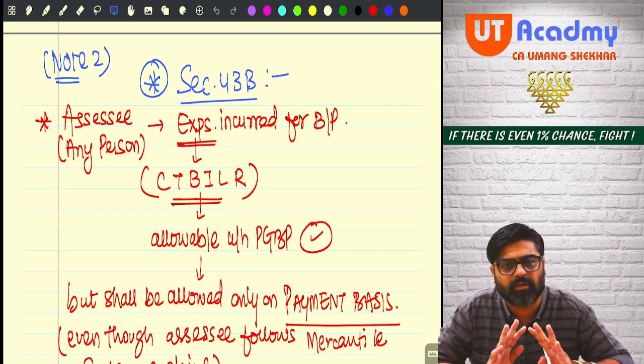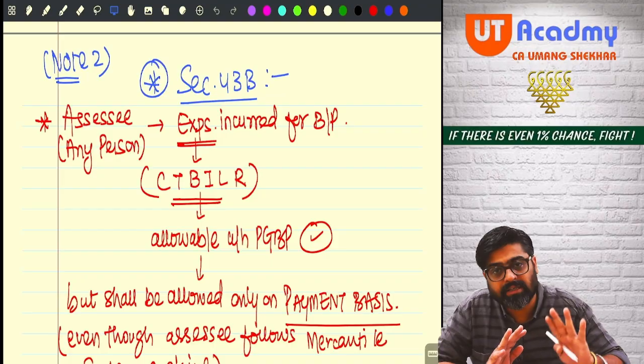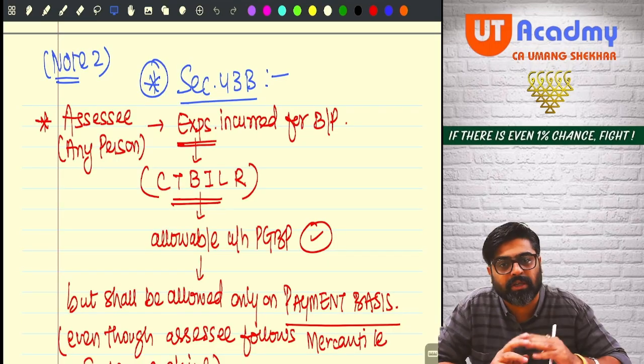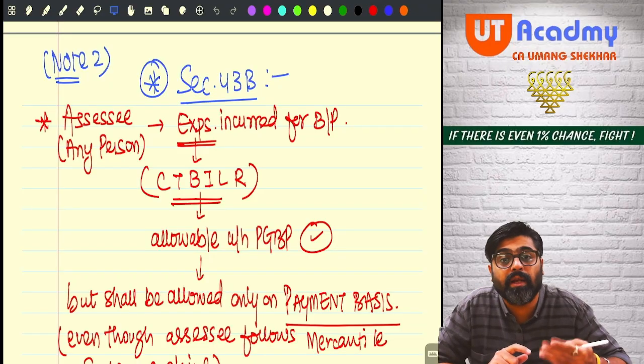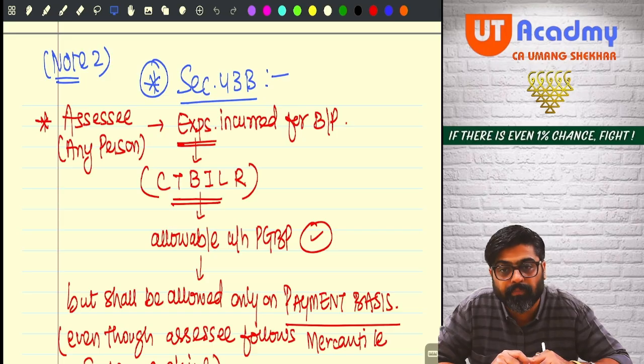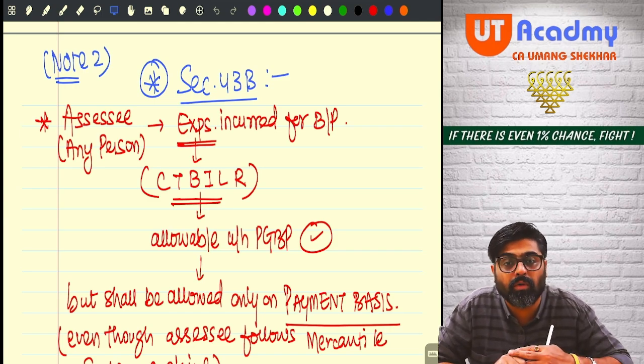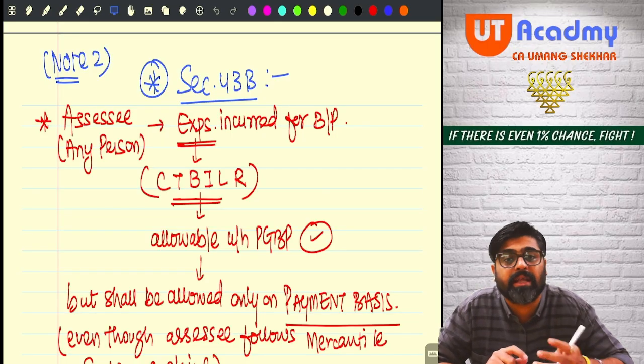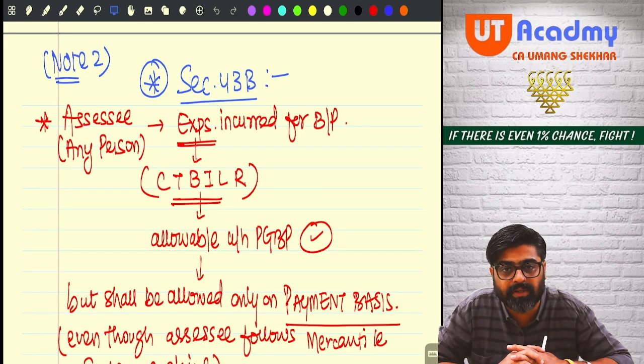So any type of taxes which are paid in relation to your business or profession, if you are doing this type of business, if you are doing this type of profession, only then you are liable to pay this type of tax. Sometimes professional taxes are also paid. If you are into a profession, on your profession you are liable to pay professional tax. For your employees, you are paying their employment tax. So these are all the taxes which are related to your business or profession. Even for these taxes, the deduction is available under PGBP.